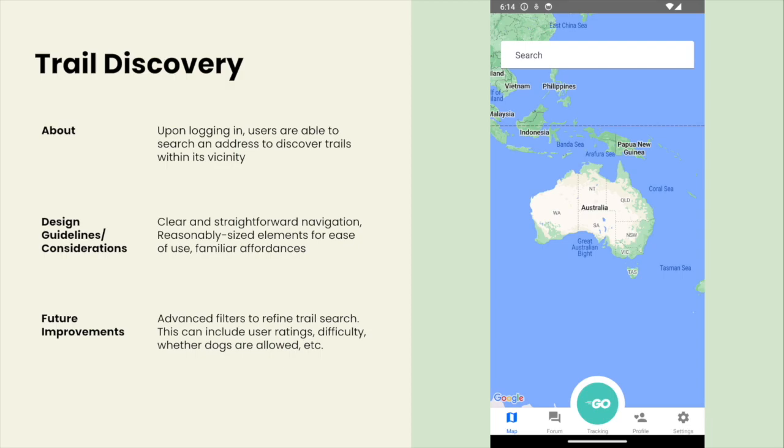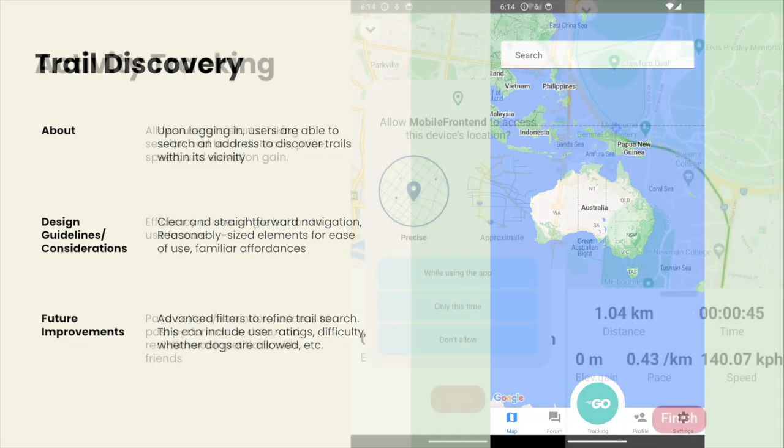Now we'll talk about some of the different interfaces in our application before going into a brief demo. We'll start with the trail discovery feature and interface. Upon logging in, users are able to search an address to discover trails within its vicinity. We focused on clear and straightforward navigation, reasonably sized elements for ease of use, and familiar affordances such as the typical format of searching for addresses. In terms of future improvements, we are looking at advanced filters to refine trail search.